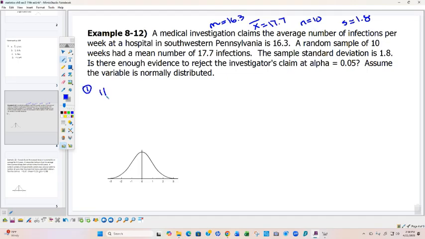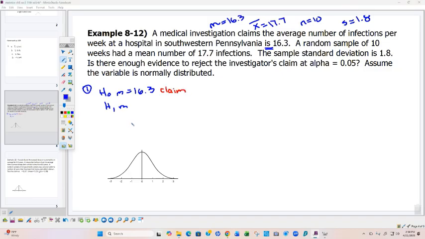Step 1, H sub 0, mu equals 16.3. H sub 1. Okay, let's go back and check. Nothing in here says greater than. Nothing in here says less than. There's not the word differs. This one is one of the rare ones where they are claiming the equal to, because "is" means equal to. So I can write claim beside the equal to.